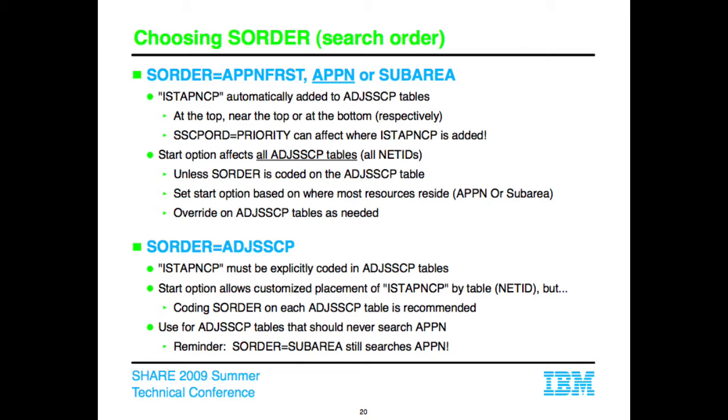But more importantly, this value allows you to not code the IST.APPN.CP entry in an adjacent SSCP table. With SORDER equals ADJSSCP, and no IST.APPN.CP entry explicitly coded in the table, it means for this table, whenever you pick this table, I don't want you to search APPN at all. So there were ways to turn that off. Remember that SORDER equals SUBAREA is not the same as SORDER equals ADJSSCP with no entry in the table. With SORDER equals SUBAREA, we'll search subarea first, but there will still be a final step down there where we'll search APPN if we get that far.